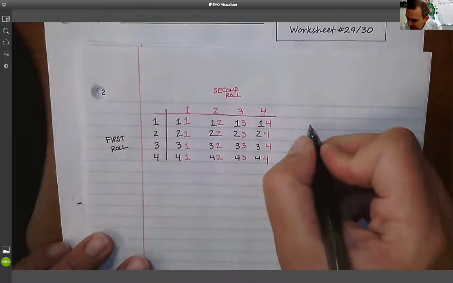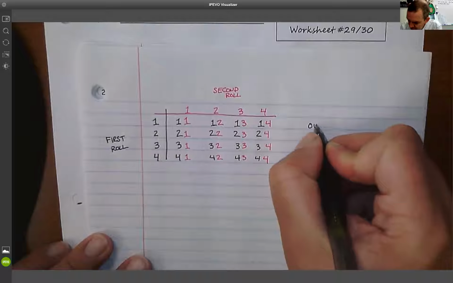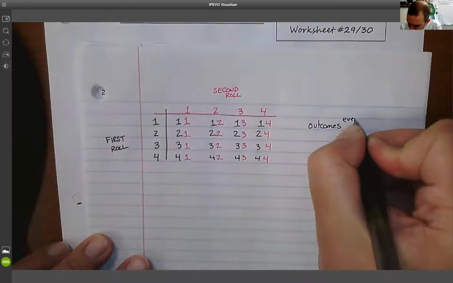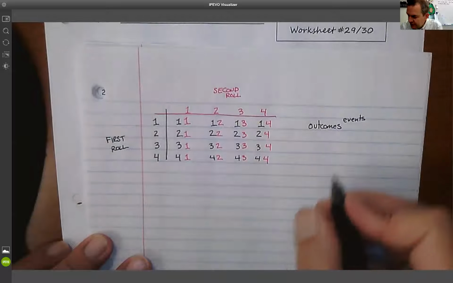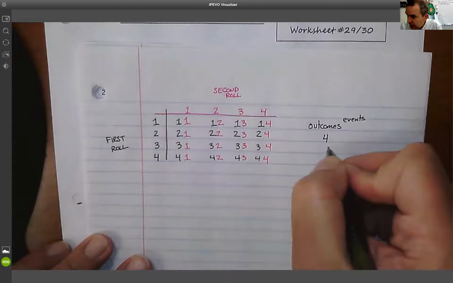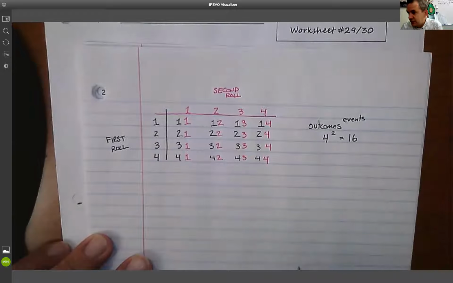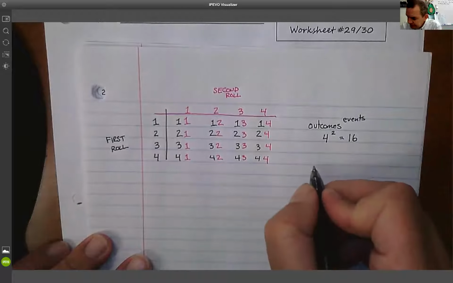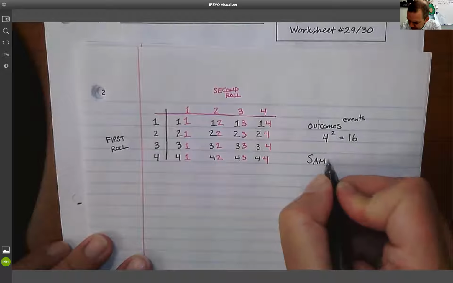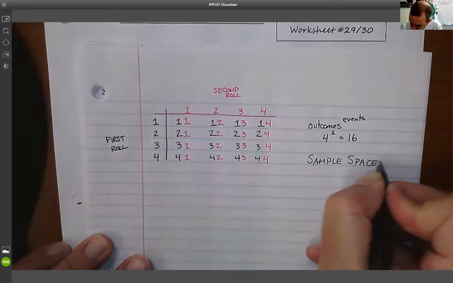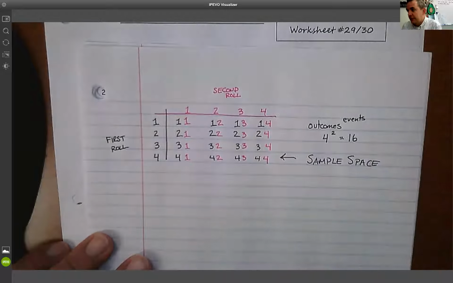And the way I said to remember it is how many outcomes you have, to how many events you're doing, will tell you the size of your sample space. So in this case, I have 4 outcomes when I roll a four-sided die. I'm rolling it twice. 4 squared tells me there are 16 possible things in my sample space. So this right over here is my sample space.